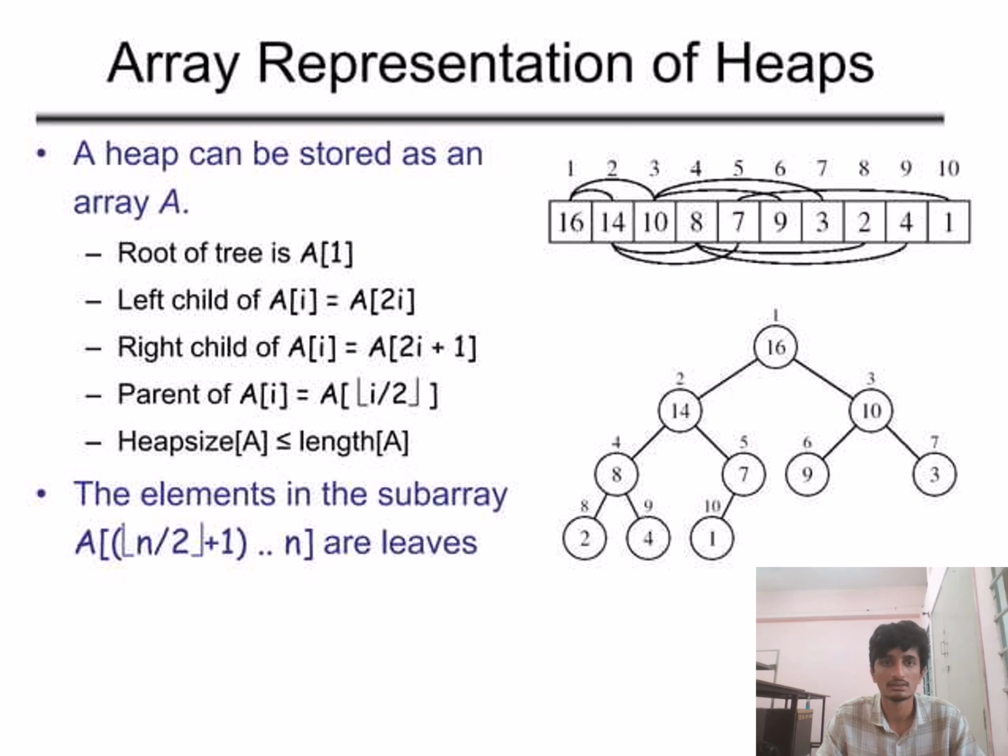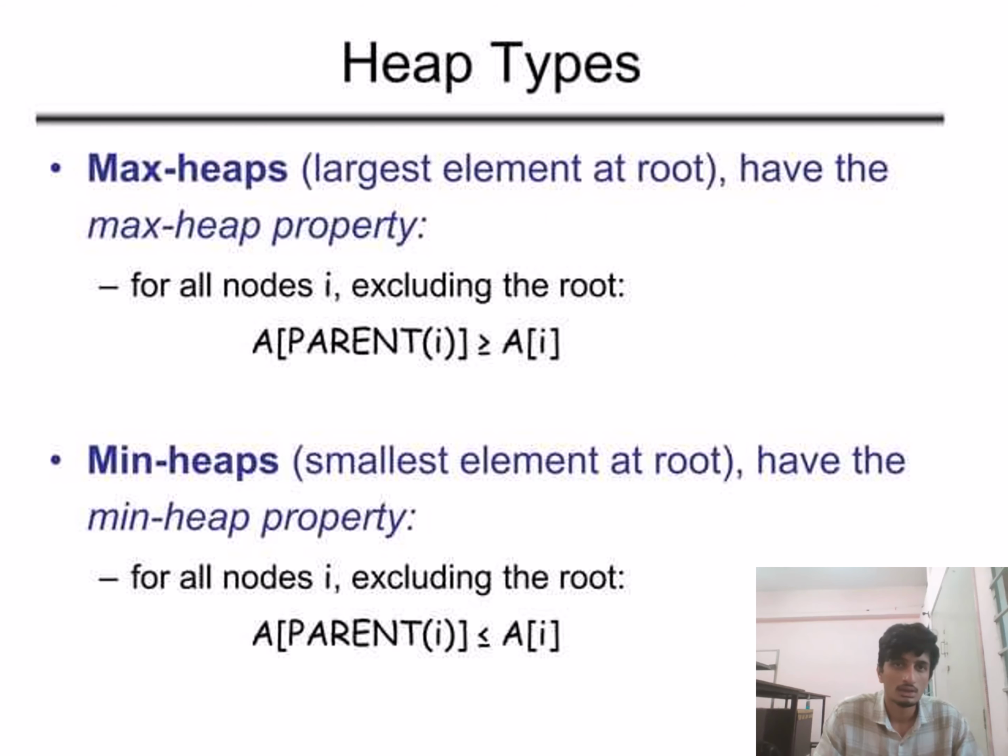The heap size is always less than or equal to the length of A. The elements in the subarray A[n/2+1..n] are leaves. There are two types of heaps. Maximum heap: the largest element is at the root, and for all nodes i excluding the root, A[parent(i)] is greater than or equal to A[i]. And minimum heap: the smallest element is at the root, and for all nodes i excluding the root, A[parent(i)] is less than or equal to A[i].